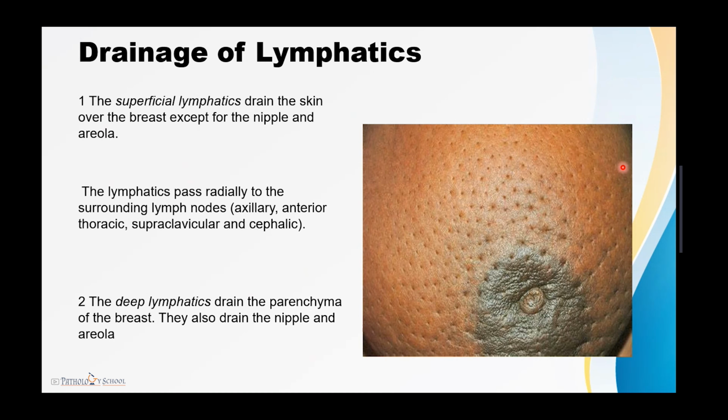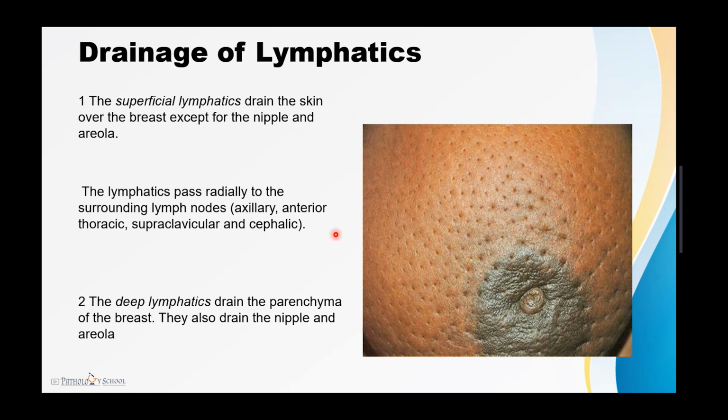As seen earlier, this is the orange peel or peau d'orange appearance. It is due to the involvement of superficial lymphatics. The superficial lymphatics drain the skin over the breast except for the nipple and areola. The lymphatics pass radially to the surrounding lymph nodes: axillary, anterior thoracic, supraclavicular, and cephalic. The deep lymphatics drain the parenchyma of the breast, but they also drain the nipple and areola.